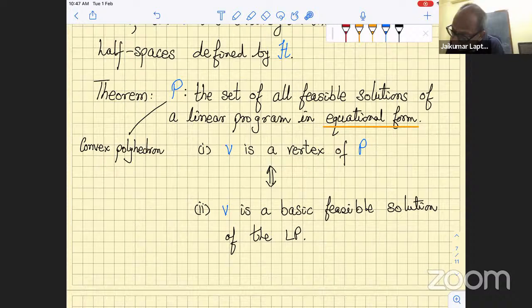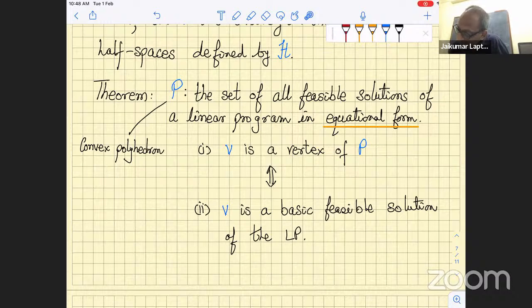Now, the set of feasible solutions of a linear program in equational form, you can check, is always a convex set, and it is defined by the intersection of a finite number of closed half spaces. So it's a convex polyhedron. So how do we prove this?